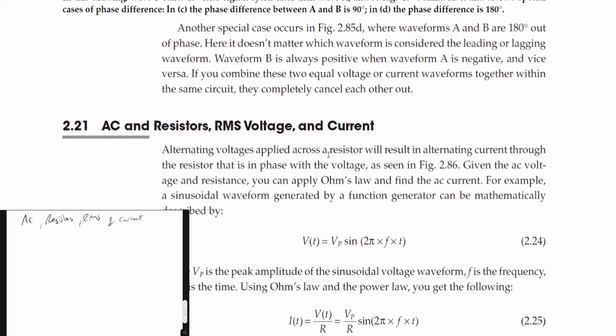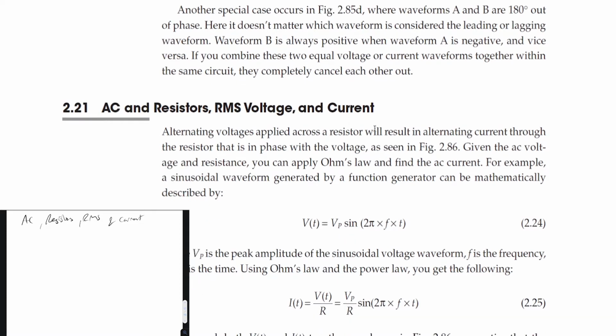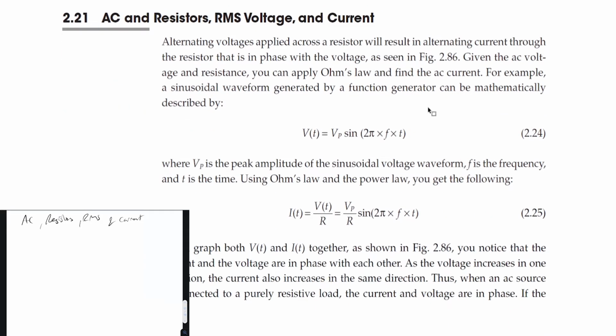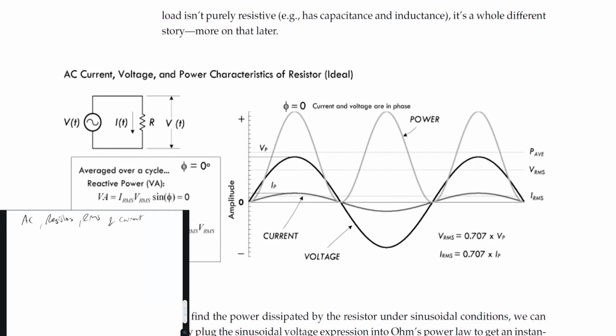RMS, and current. The alternating voltage applied across a resistor will result in an alternating current through the resistor that is in phase with the voltage. Figure 2.86, which is here. Current that is in phase with the voltage. Meaning this phase is the position, so the current is going to be in this exact same position. It's going to look exact.